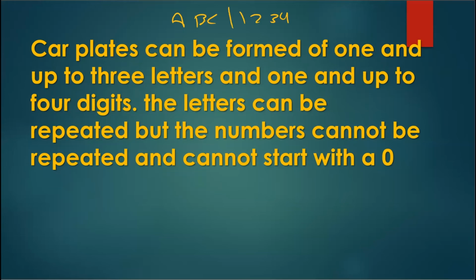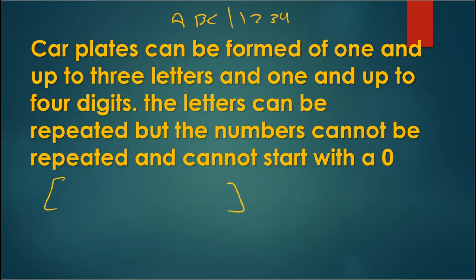And more conditions here. The letters can be repeated, but the numbers cannot. So you are allowed to repeat in the letters, and you are not allowed to repeat in the numbers. So how many ways can you do that? For letters, we'll assume that all the 26 letters of the English alphabet are allowed.